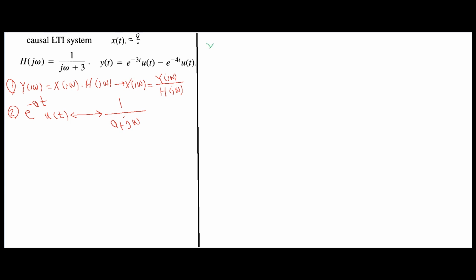The first thing we need to do is to find Y(jω). Based on the second point, the first part becomes 1 divided by (3 + jω), and the second part becomes 1 divided by (4 + jω). And then we subtract them from each other. After that, by taking a common denominator, the final result is obtained in the following form.